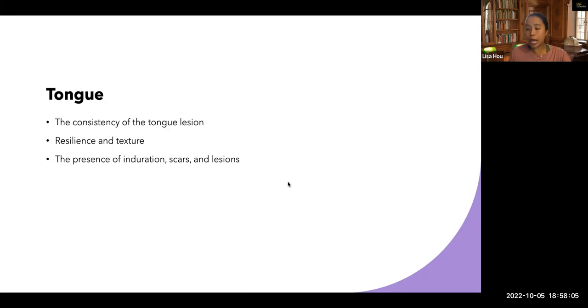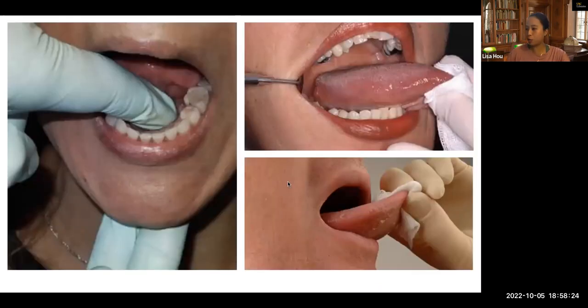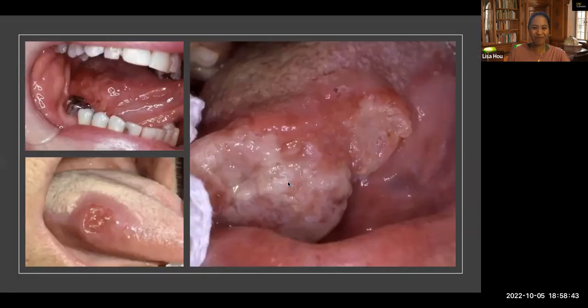You're also going to be looking at the tongue. So the consistency of the tongue, especially if you see any tongue lesion, the resilience and the texture of the tongue, and if there's any presence of induration, scars, or lesions. Definitely ask your patient to move the tongue around if they can. Make sure you're also checking the floor of the mouth as well. In this picture, we show how you want to conduct the exam. Make sure you're touching the floor of the mouth. Using a piece of gauze, ask the patient to stick out their tongue, and then check the lateral borders of the tongue as well as underneath it. And basically you're also doing your oral cancer screening at the same time.